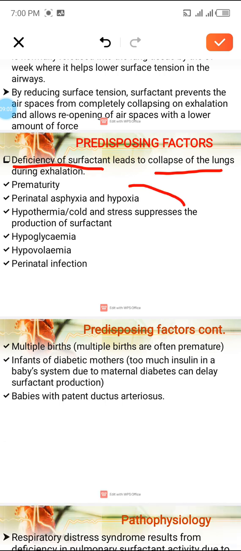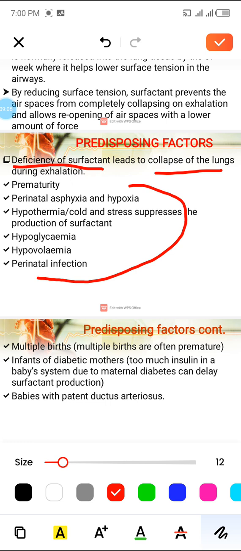So these are here. So you discover that the cause which is established is deficient surfactant. Now, what are some of the things that will lead to that deficient surfactant? So number one will be prematurity. Okay, so all these below are just predisposed to that. So prematurity, meaning that the child will have immature lungs. Then perinatal asphyxia and hypoxia, meaning that this is dealing with the lungs, obviously with difficulties in breathing, so it affects surfactant production. Then hypothermia, stroke cold and stress suppresses the production of surfactant.